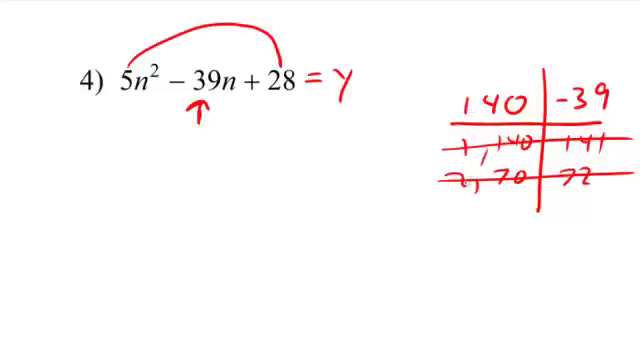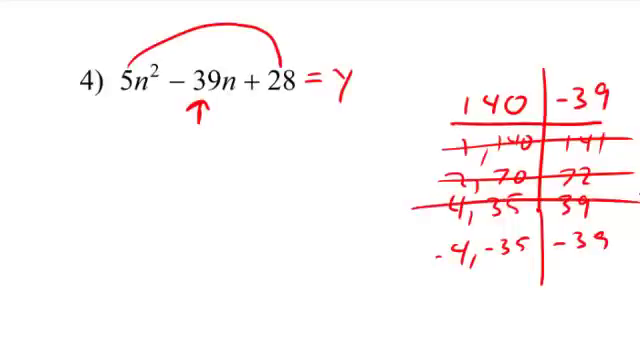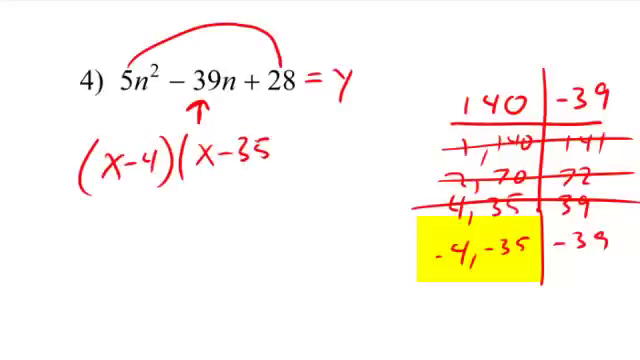3. 4 plus 1 is 5, so it doesn't go in there evenly. 4. 140 divided by 2 is 70, divided by 2 is 35, so 4 times 35 is 39. Right number, wrong sign, so what do? Negative 4, negative 35, and negative 39. So I'll write my factored form. So it's going to be x minus 4 and x minus 35.